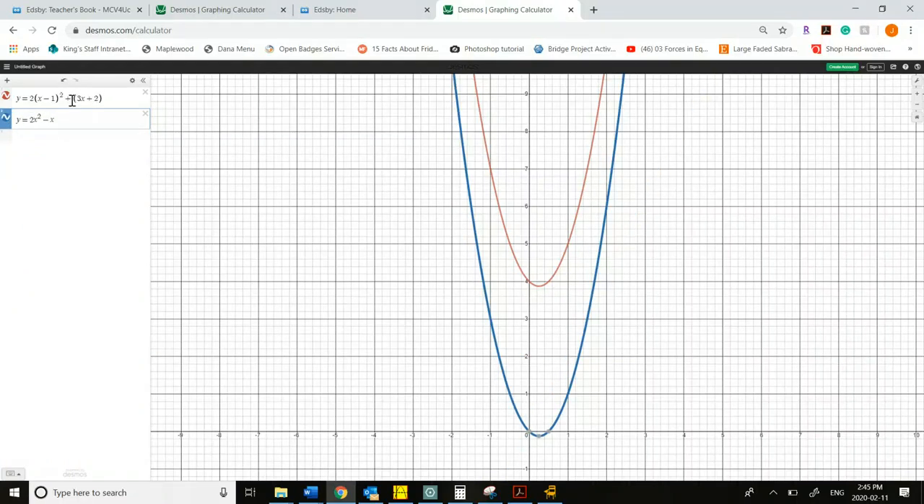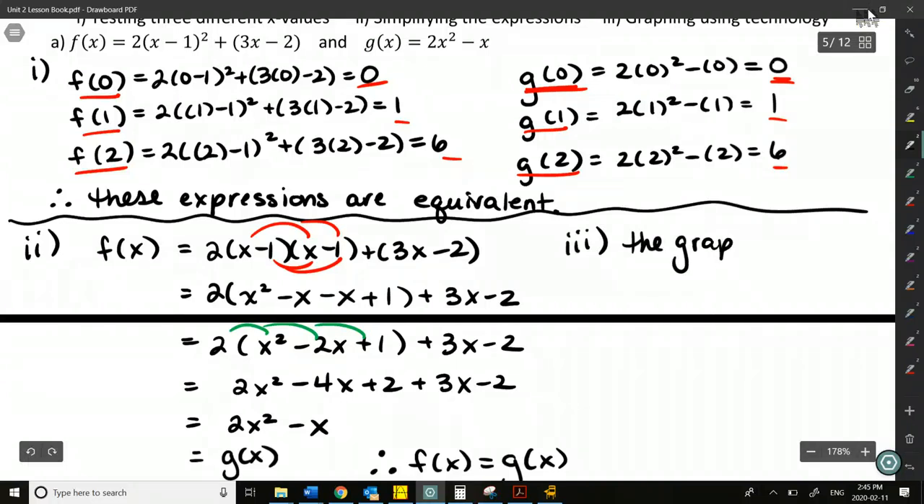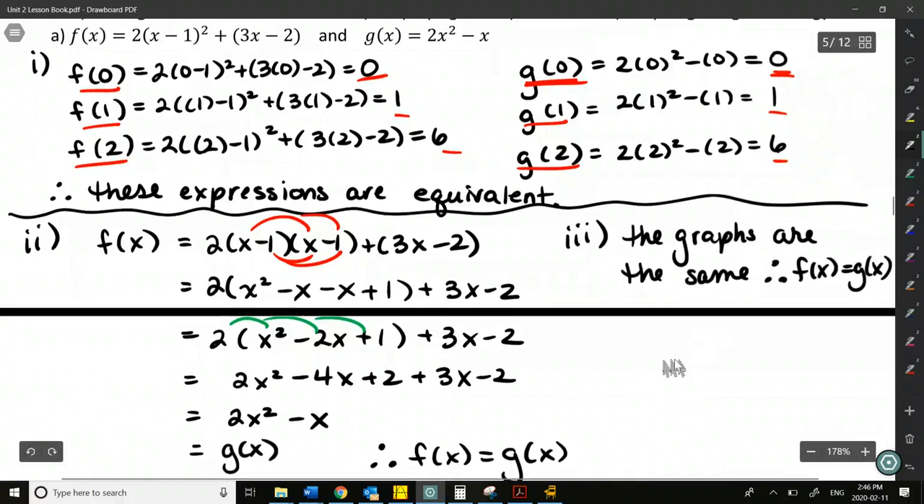Oh, I must have done something wrong here. Oh, minus 2. There we go. Okay, so we can actually visibly see here that the graphs overlap one another. Okay, so that would be check using technology. So with the check for number 3, the graphs are the same. Okay, so that's kind of like 3 different ways that we can check if f at x is equal to g at x.